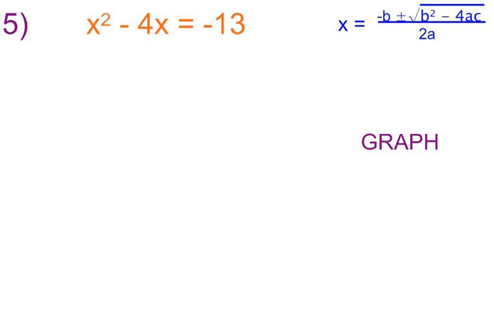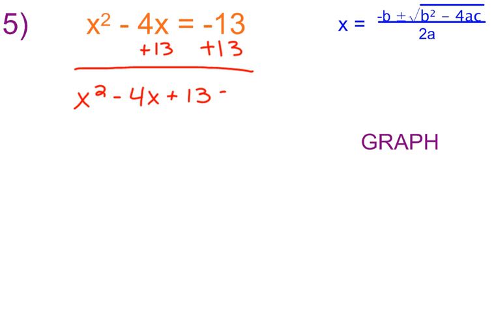Number 5 then, they all kind of start the same, so they look similar. I need to put this equation in standard form. So I'm going to add 13 to both sides. X squared minus 4x plus 13 equals 0. Again, I would identify A, B, and C. So A is 1, B is negative 4, and C is 13.